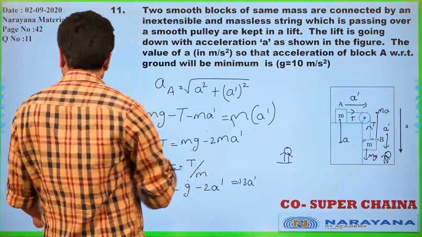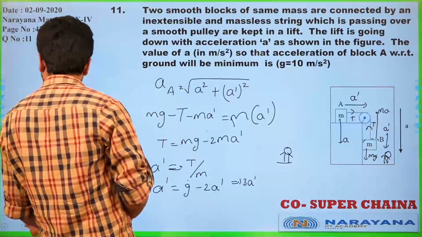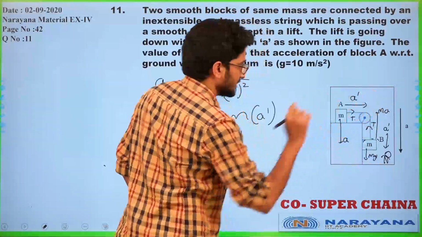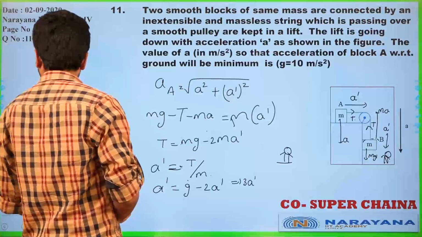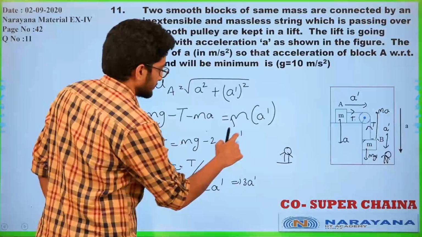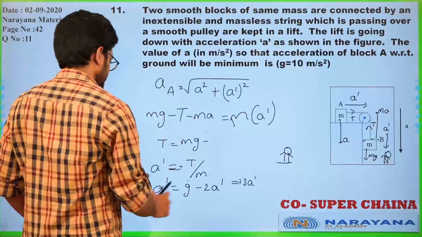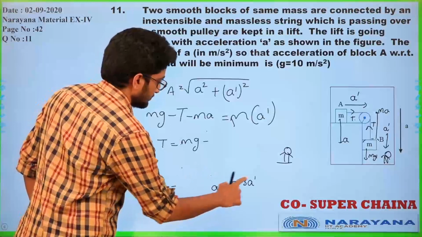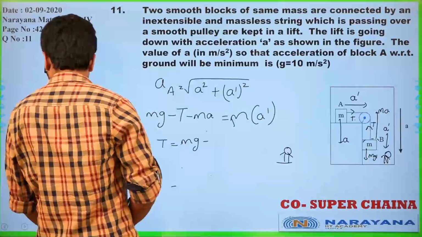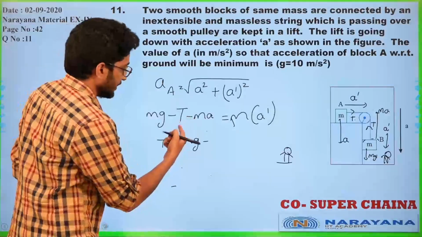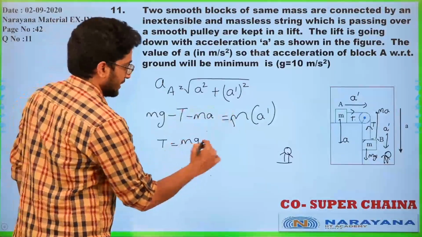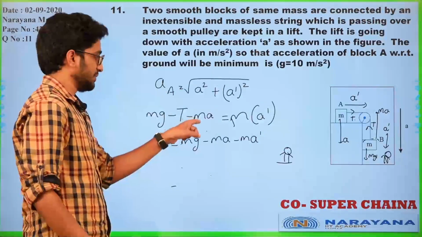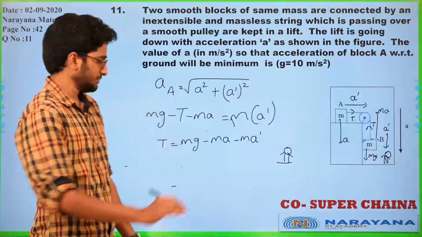Oh, sorry, there is a small mistake. It's not a dash. This is a, because there is a pseudo force that is just a, not a dash. So this won't be 2m a dash. Here you get tension is equal to mg minus ma minus ma dash. a and a dash, they are separate. This ma is pseudo force due to the acceleration of the observer, right? So now I got tension.